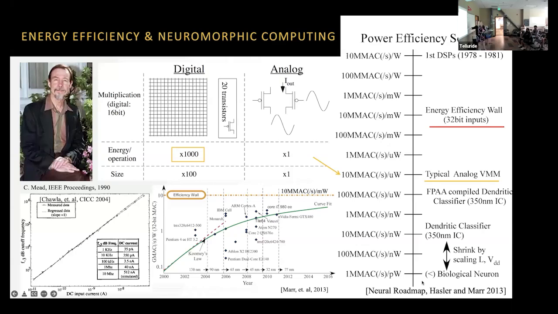The original measure on the energy efficiency wall was that everything was normalized to 32 bits. The 32-bit element, that way you can actually compare apples to apples when you did that. And there's some history behind where that came from as well.